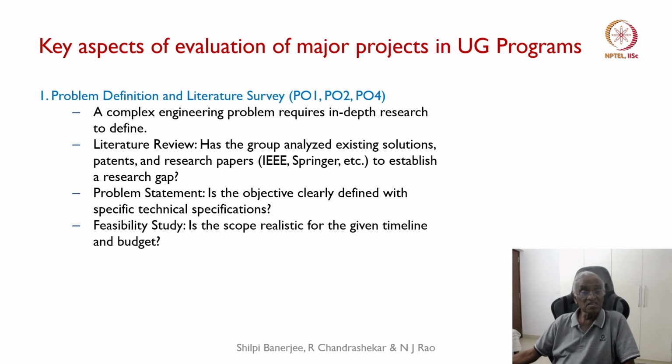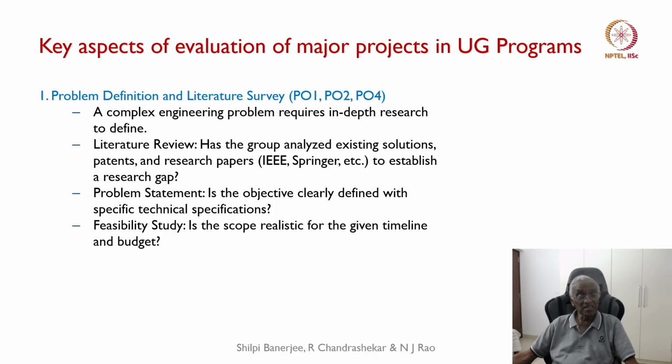These issues consist of, like, the key aspect can be named as problem definition and literature survey. So you are addressing PO1, which all of you are familiar with, and then PO2 generally is not addressed in any of the courses, and then PO4. So what is it?